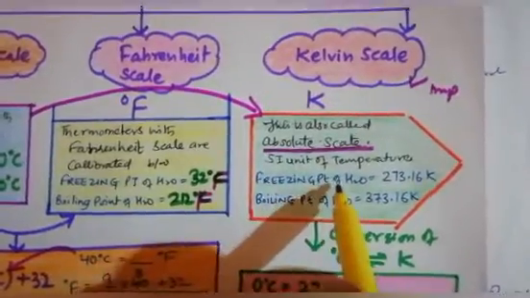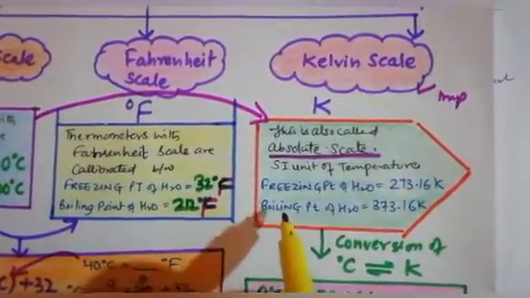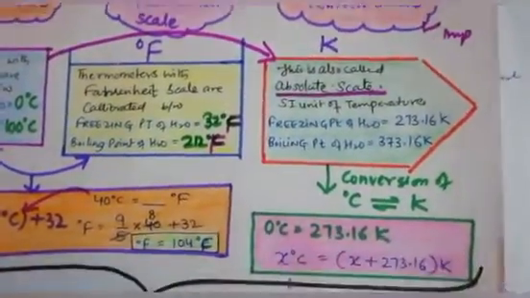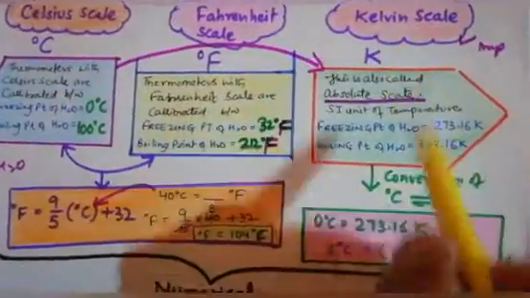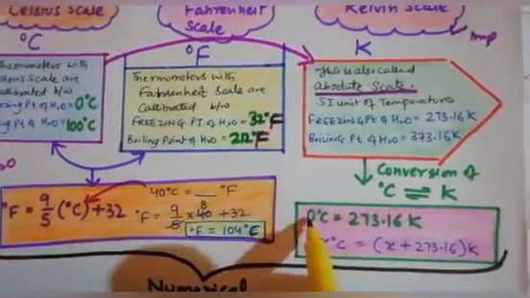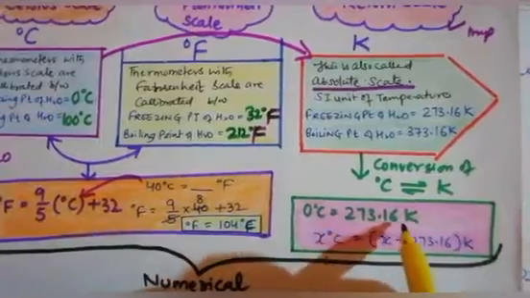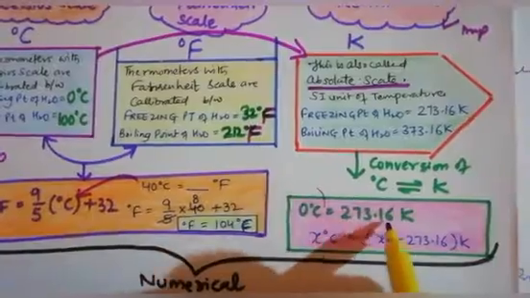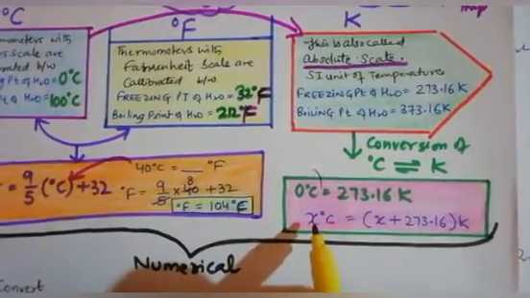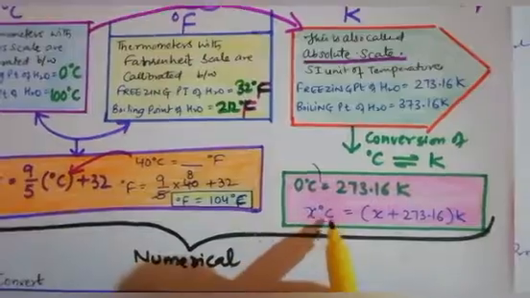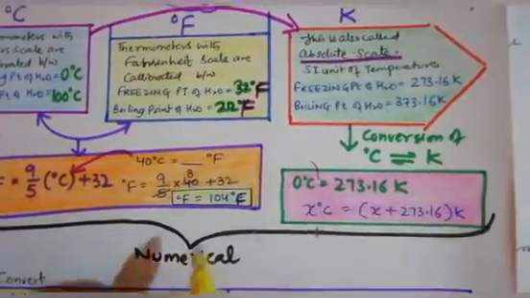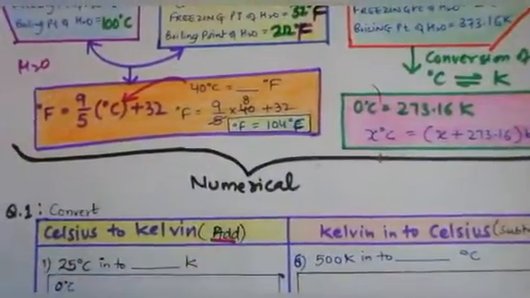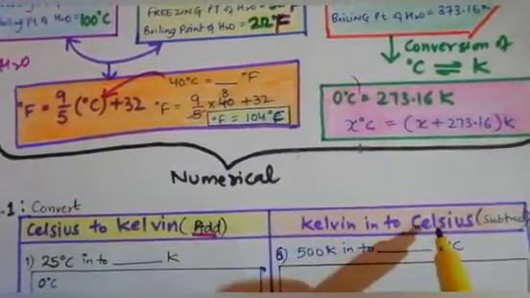So the freezing point of H2O is 273.16 or 15, and the boiling point is 373.16. It is very simple. If we need to convert degrees Celsius into Kelvin, then we have to use this formula. 0 degrees Celsius is equal to 273.16 Kelvin. So if we want to convert, we will use a simple formula: x degrees Celsius is equal to x plus 273. It means that when we are converting Celsius to Kelvin, we need to add the value, and when we are converting the opposite, Kelvin to Celsius, then we need to subtract.